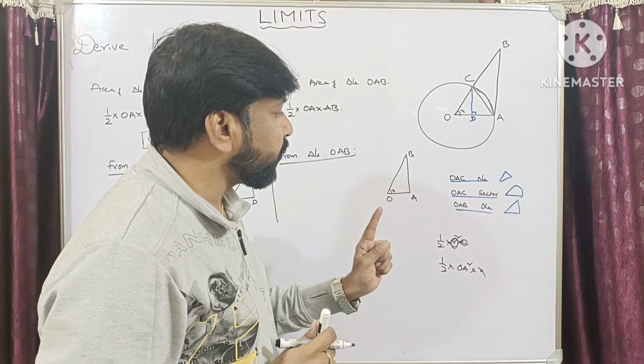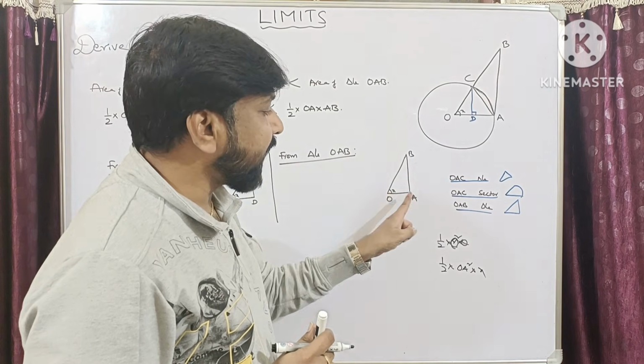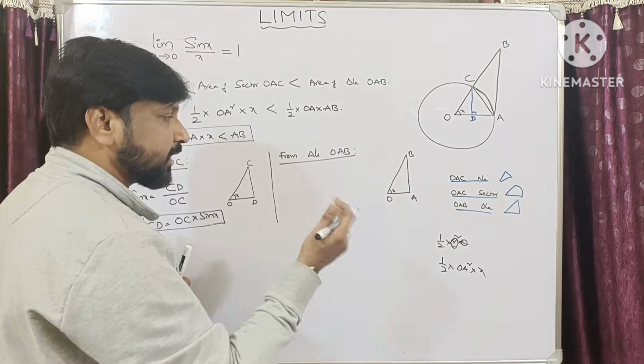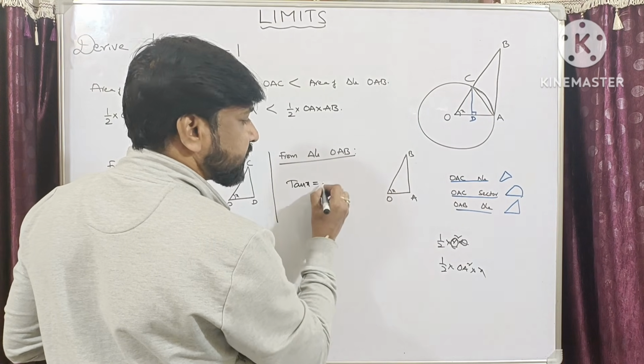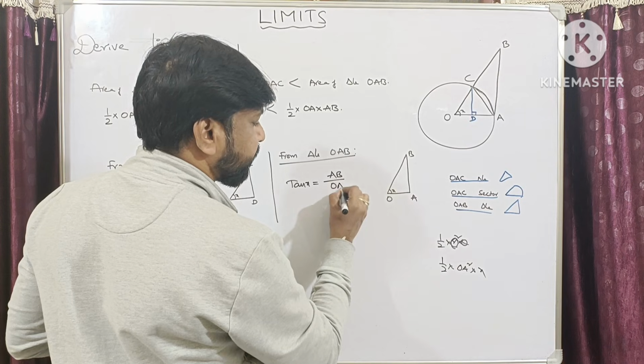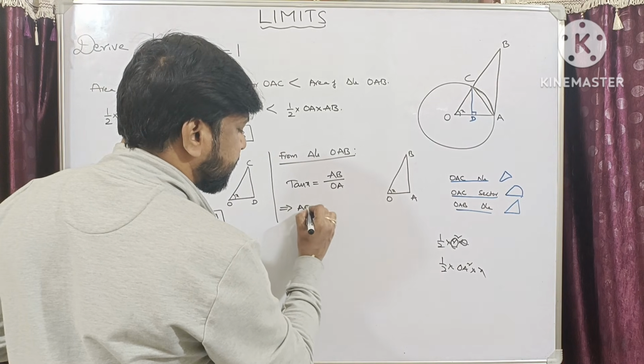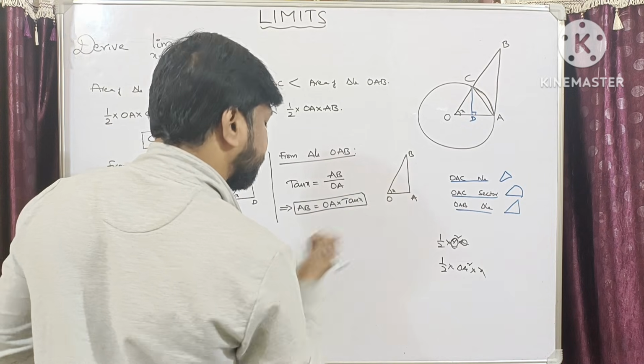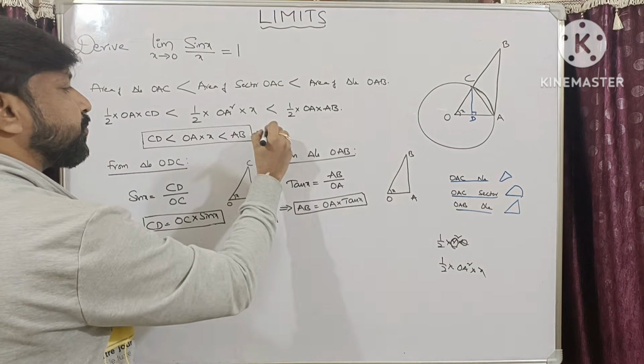Let us consider tan x. If you consider tan x, opposite side by adjacent side, OA is nothing but the radius only. That's what you will be getting as the result. So tan x is equal to the opposite side AB by OA, which implies AB is equal to OA into tan x. Clear? Now these two results I am going to substitute in star.